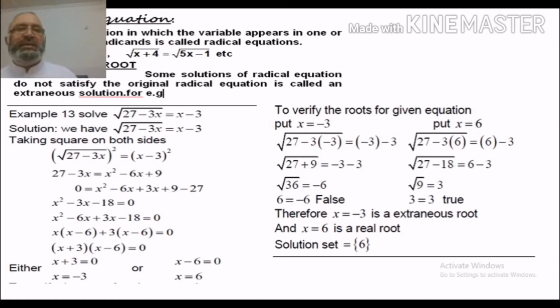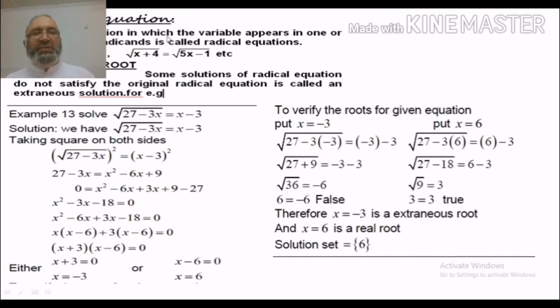Now come to the new topic, radical equation, exercise 1.3. So what is a radical equation? The equation in which the variable appears in one or more radicands is called a radical equation. Radicand means any number or any algebraic expression written under the radical sign. So in x plus 2 under root, x plus 2 is the radicand and that is the radical sign. So any number or any expression written under the radical sign makes a radical equation.